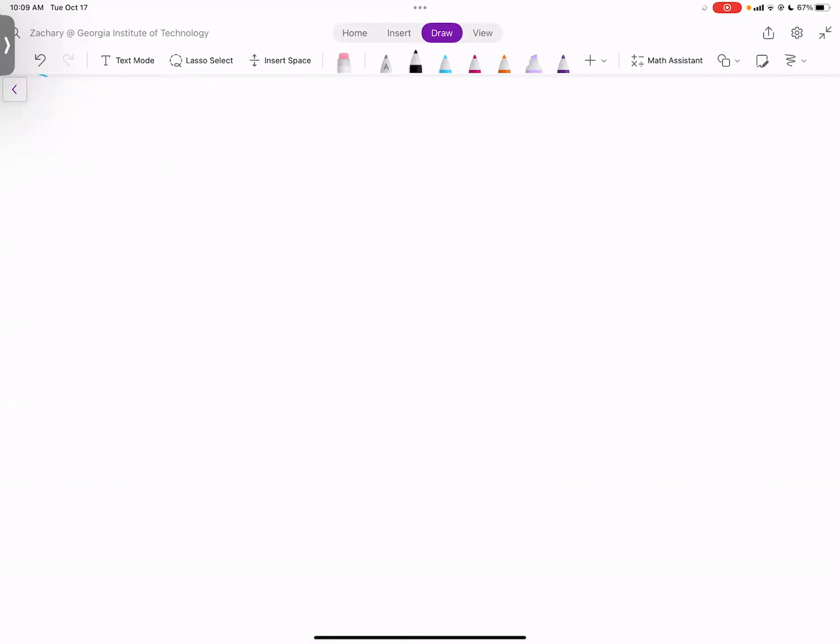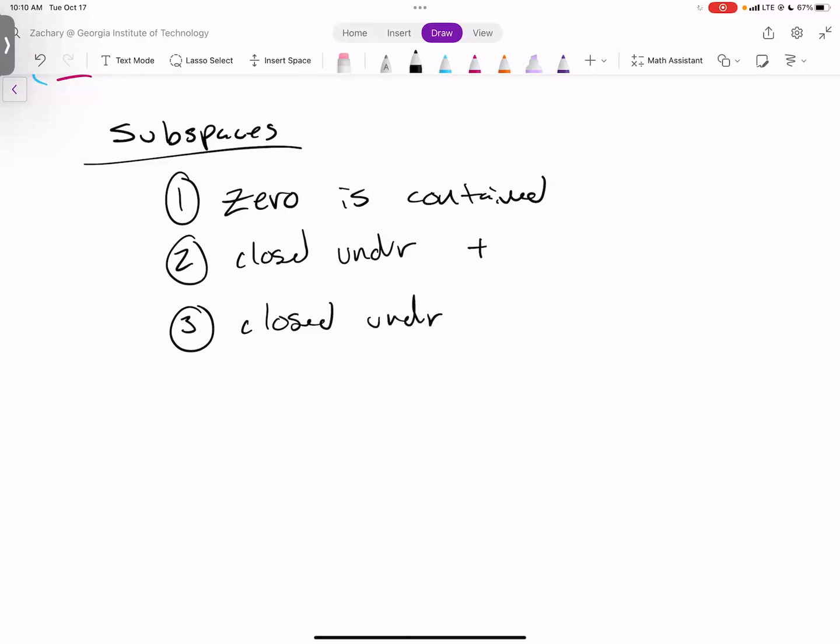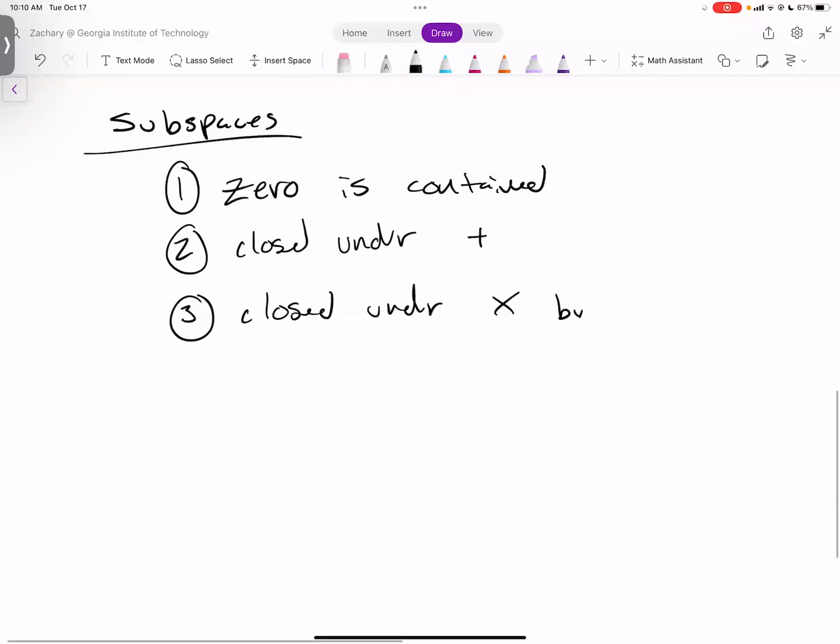Now I'm going to talk about subspaces first, and then from here we're going to go into the onto and one-to-one stuff. So subspaces. There are 3 rules that govern subspaces. Rule number 1 is 0 is contained. Number 2 is closed under addition. And the last one is closed under scalar multiplication, so multiplication by a constant.